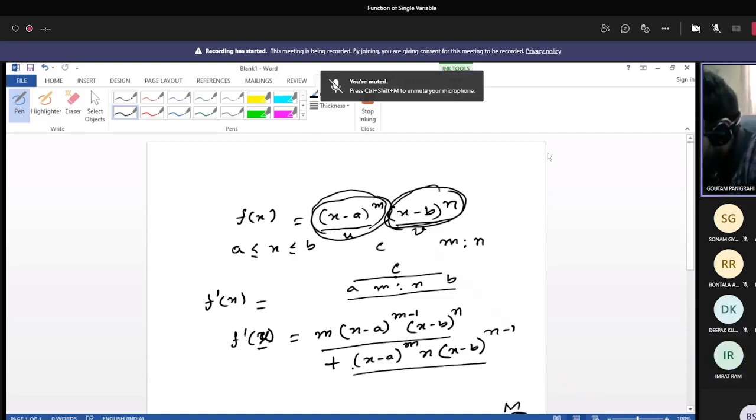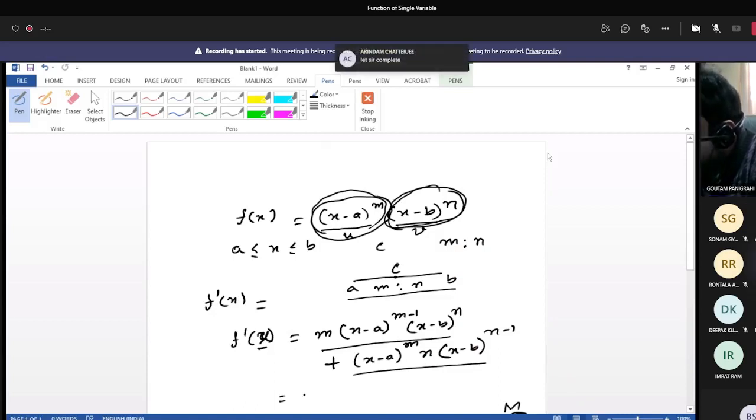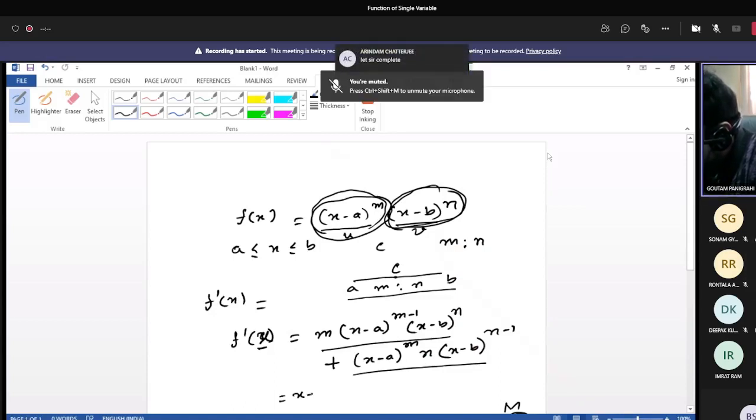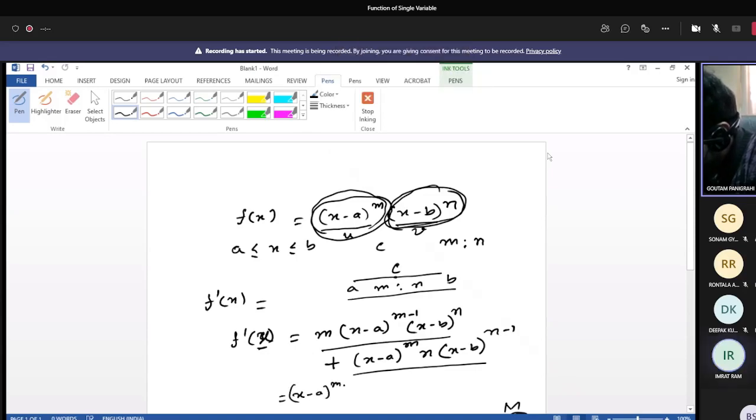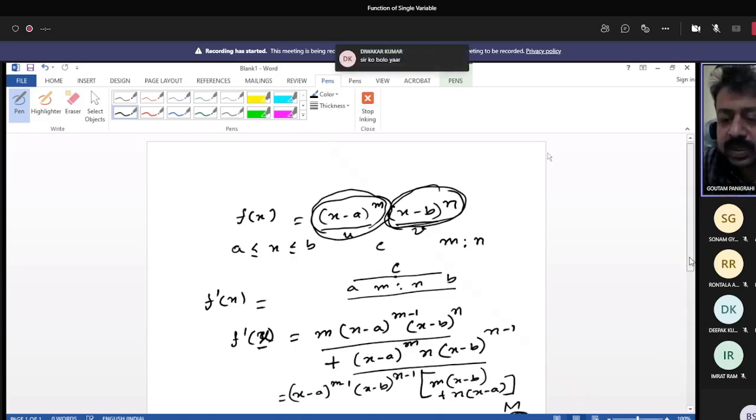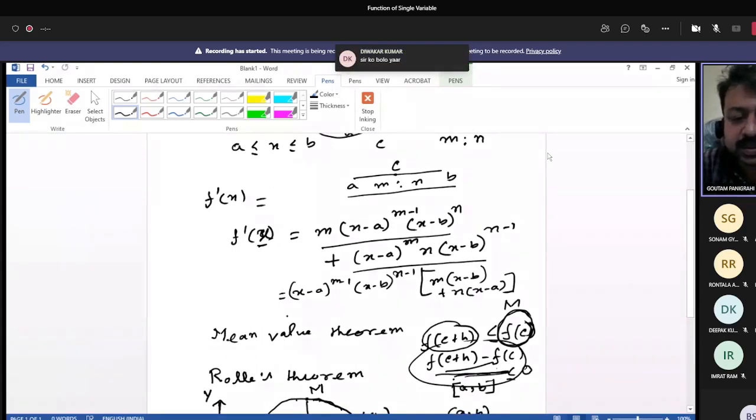what is the maximum that you can take common? Here, x minus a to the power m minus 1 and x minus b to the power n minus 1. You can take common x minus a to the power m minus 1, x minus b to the power n minus 1, and the quantity that is remaining is m into x minus b plus n into x minus a. If this is only remaining, then you can easily write.